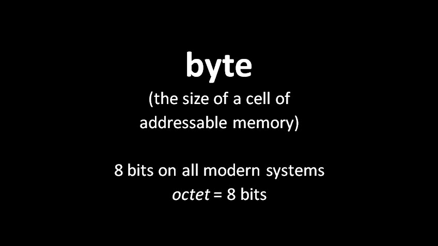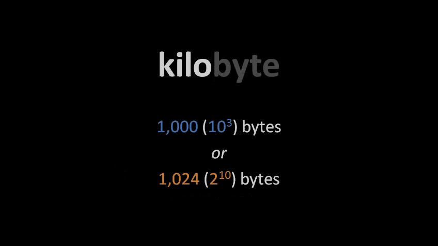To make it easy to talk about large quantities of bits, we have prefixes like kilo. The problem is that these prefixes are actually ambiguous. Most people think of a kilobyte as being 1,000 bytes, or 10 to the third bytes, but the original technical definition of kilo was not 10 to the third, but rather 2 to the 10th. And 2 to the 10th is 1024, not 1000.